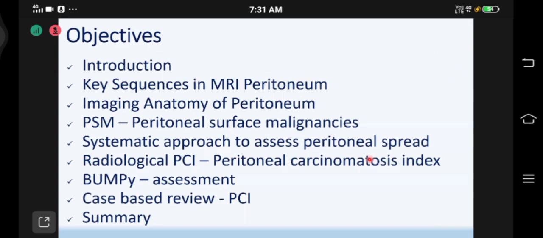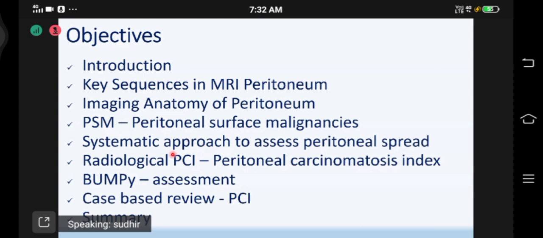So today our main objectives will be to understand what PSM is and how radiology helps, especially focusing on MRI. What are the key sequences when it comes to MRI peritoneum, and then the imaging anatomy of the peritoneum. I will go through a little bit of anatomy for better understanding. Then PSM: a small definition of peritoneal surface malignancy and what it comprises.